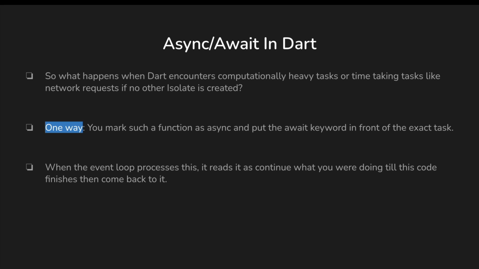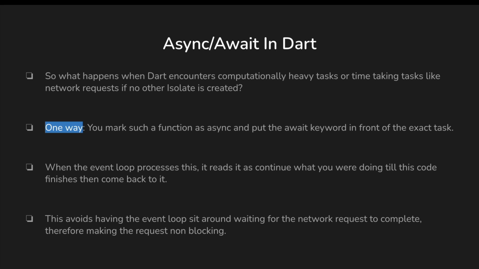So the event loop, instead of sitting around waiting for the network request to complete or the heavy task to be done, just continues with the tasks in the queue. When the event comes back from the request, it's added to the queue and treated as another event, because of the async await keywords. Another main part of asynchronous programming in Dart and Flutter is the concept of futures.